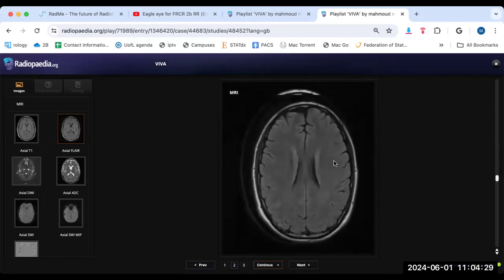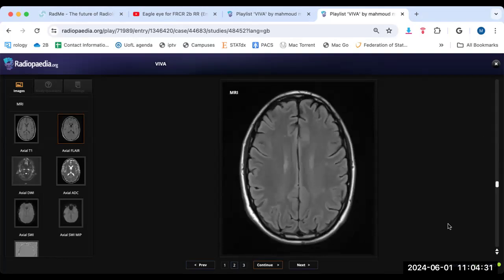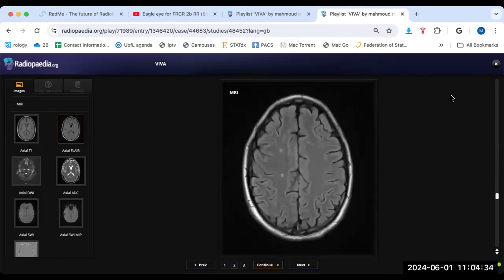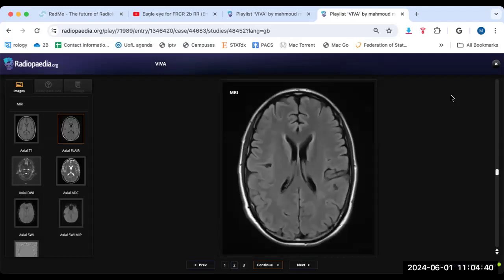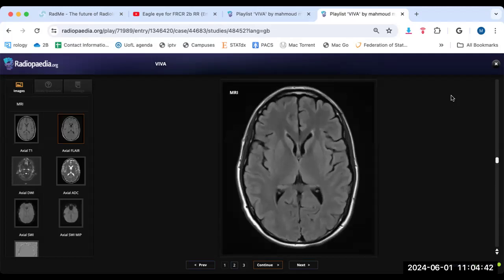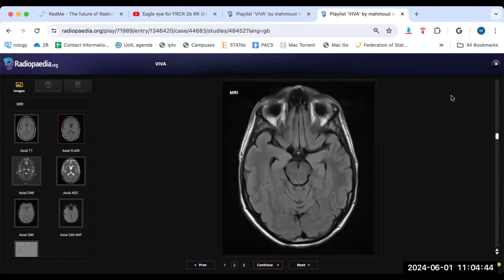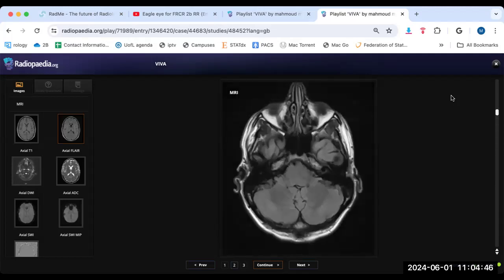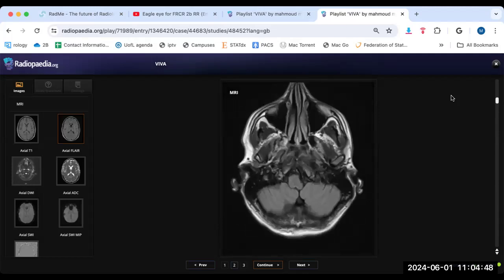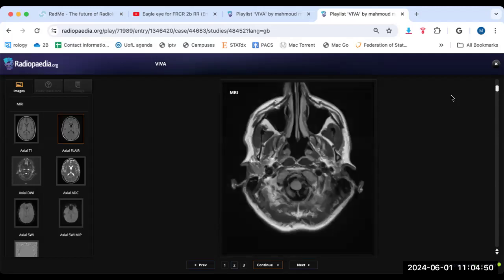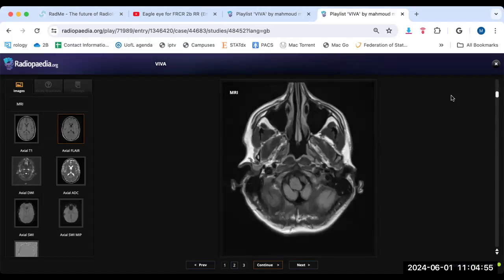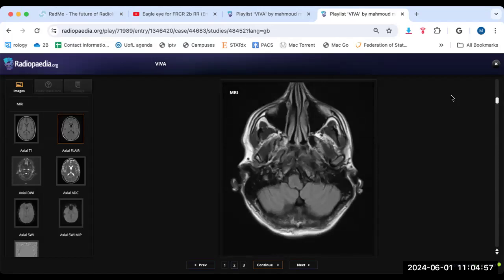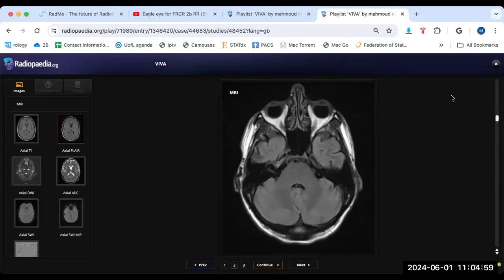Yes, finally. Okay, I will start at the time. This patient has post-traumatic amnesia. So I'm presented with a brain MRI FLAIR sequence for a patient who presented with post-traumatic amnesia. I'm scrolling through the provided scans before commenting.